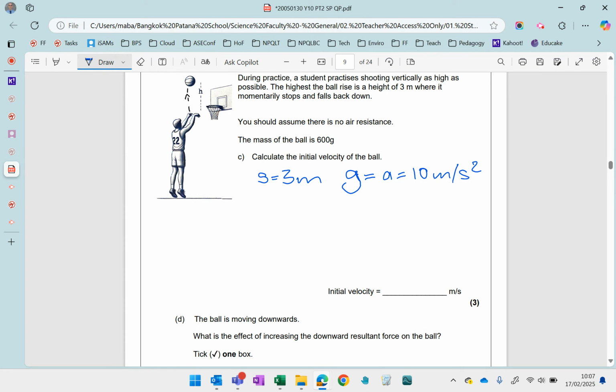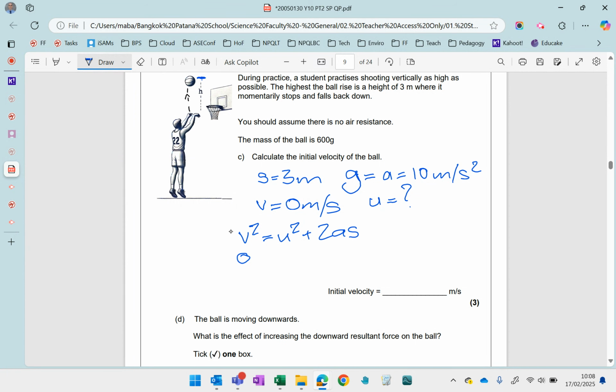Okay. Now at the top of its flight, we know that the final velocity, once it gets to the apex of its flight, is going to be 0 meters per second, right? And the question's asking us to calculate u, which is the initial velocity, right? So the formula that we're looking for here, and hopefully you worked it out already, is v squared equals u squared plus 2as. That's the only formula that connects those four things together.